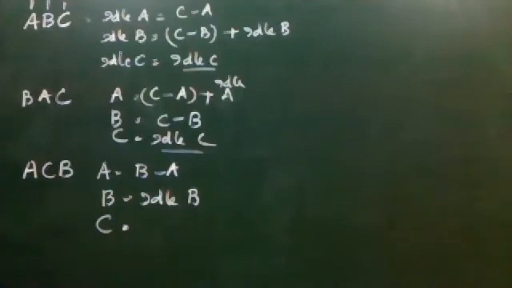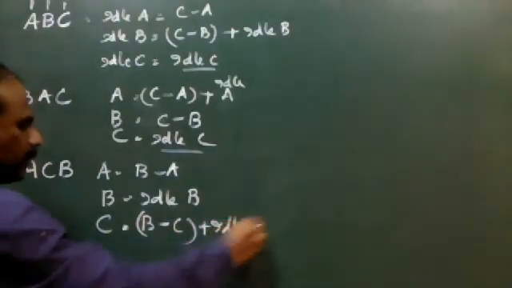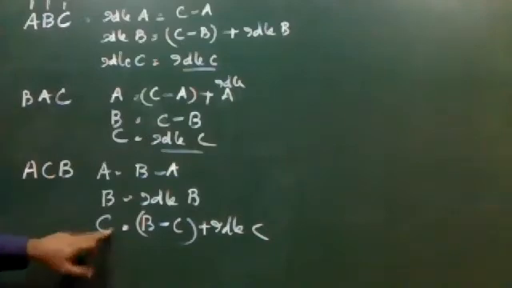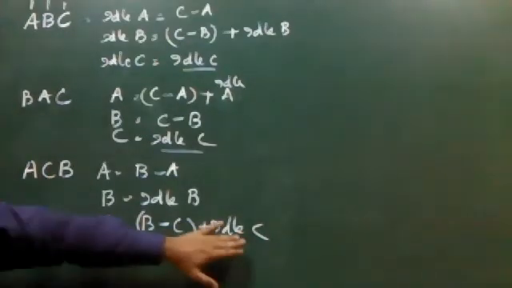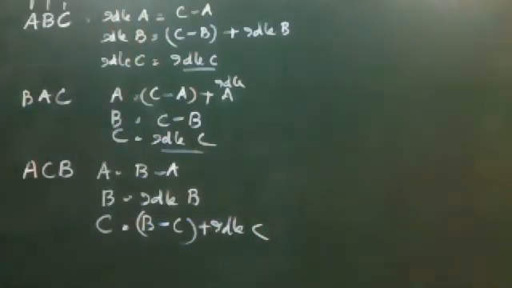B minus C plus ideal C. Yeah, B minus C plus the ideal time of machine C. Since it happens to be in the second position, the formula becomes B minus C plus ideal time of C. So this is the third combination. Okay, let me take the next combination.